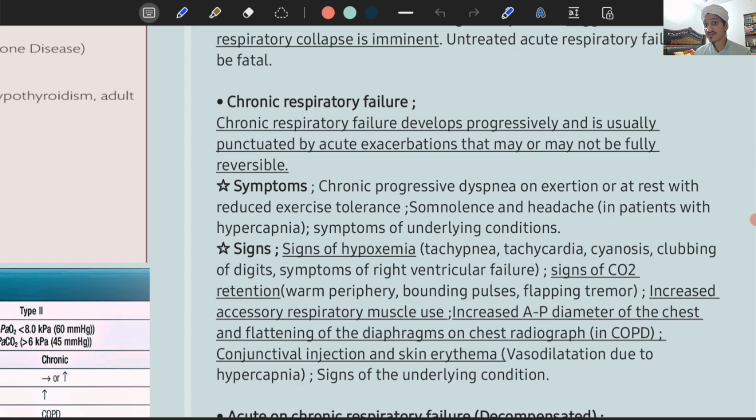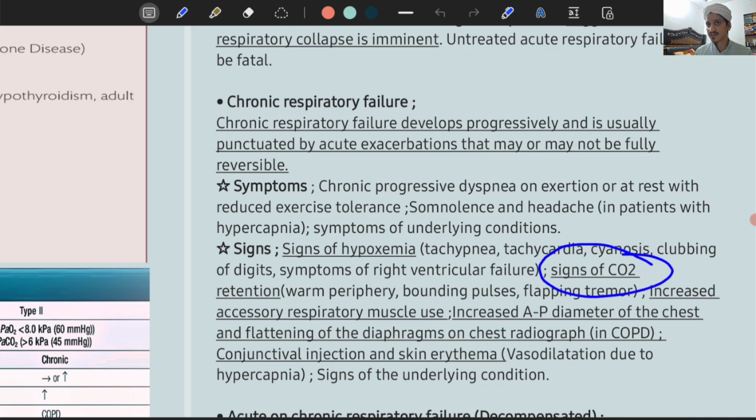Okay, an ejection systolic murmur you can see in the pulmonary area. So these are the signs of hypoxia. Then in chronic cases, this is the differentiating feature: signs of right ventricular failure, and there will be signs of carbon dioxide retention.